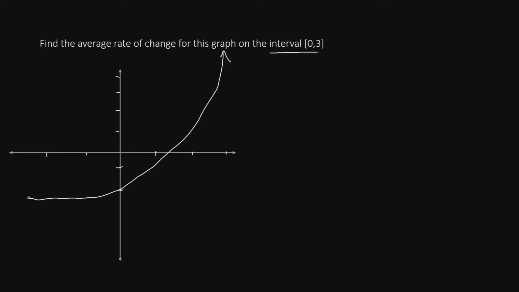Let's first discuss this notation here. Inside of these square brackets, you have two numbers. The first number is the start of an interval, and the 3 is the end of the interval.